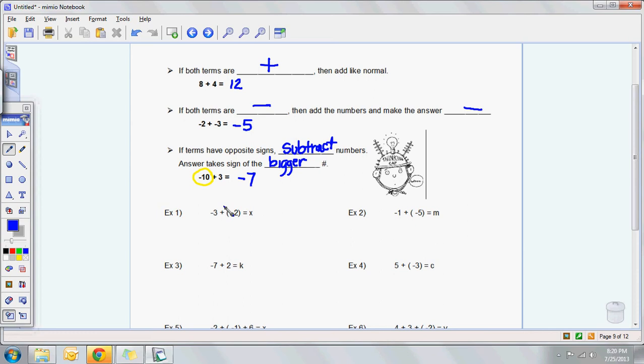So think of it in terms of money. If I owe my friend $10, but then I give him $3 because I just got that from my mom or something like that, then I'm still going to owe him $7, but I'm not going to owe him all 10. So I know it seems cheesy, but sometimes thinking of it in terms of money helps you.